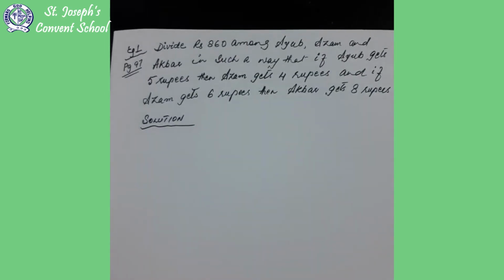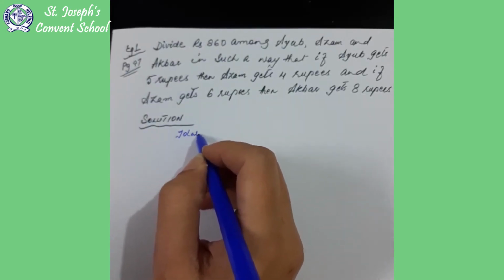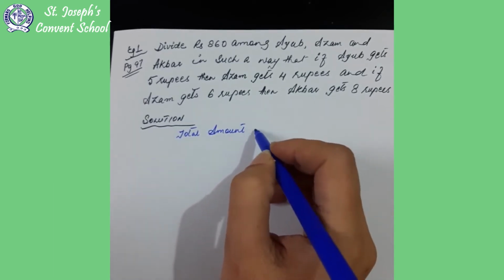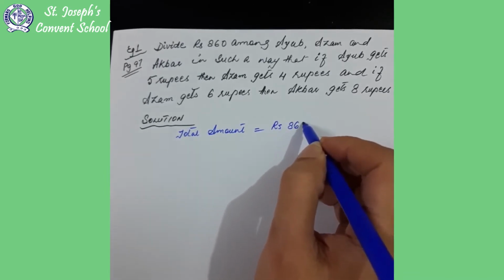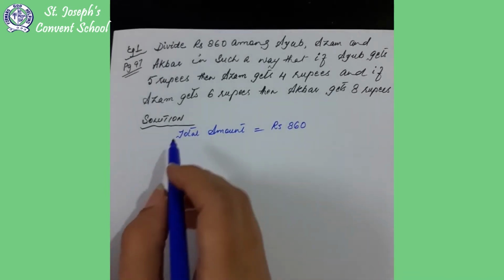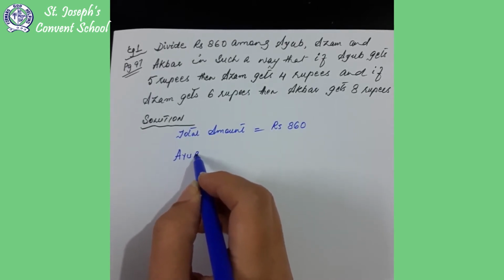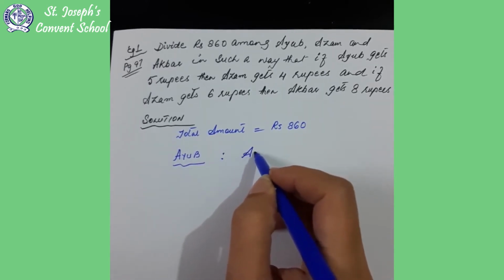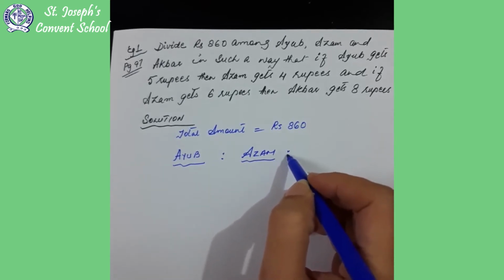So the total amount is mentioned. The total amount is rupees 860. Now which three names are given? You'll write the three names: Ayub, Azam, and the third name is Akbar.